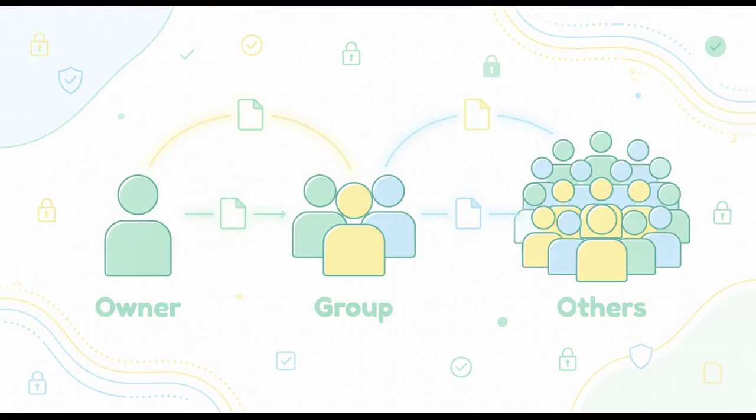The owner is the individual user who controls the file. The group is a collection of users who share access. Others covers everyone else on the system.